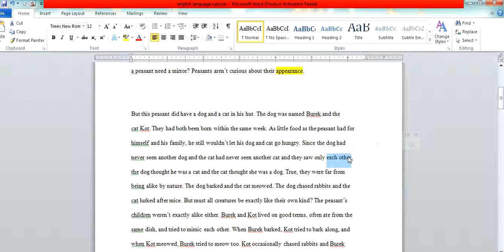And reciprocal pronouns, I got to check here, are pronouns which are used to indicate a two-way relationship to convey the idea of reciprocity. So think of it like in maths.